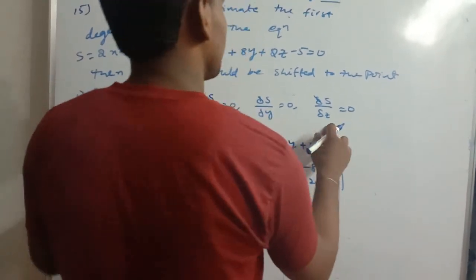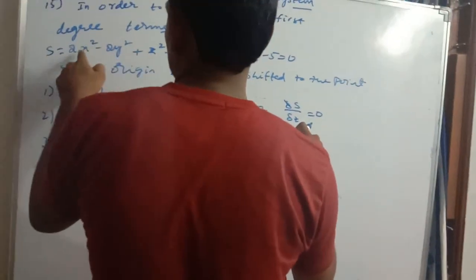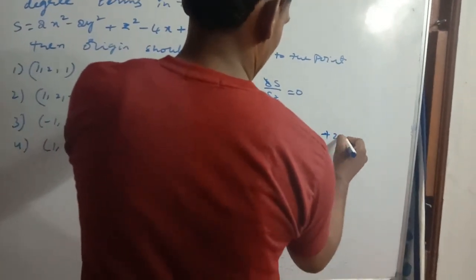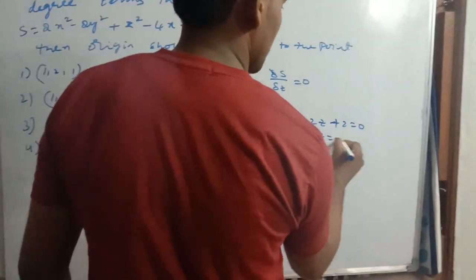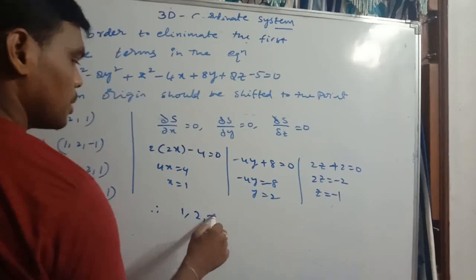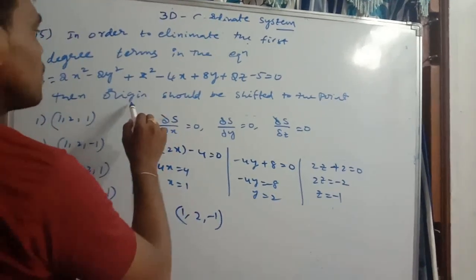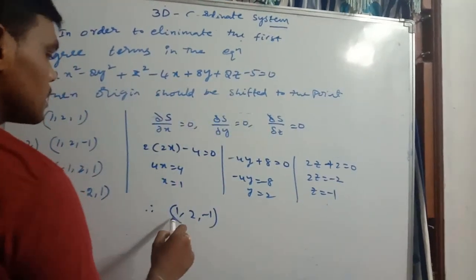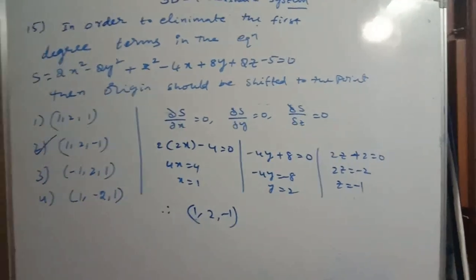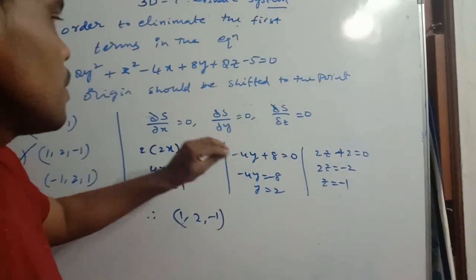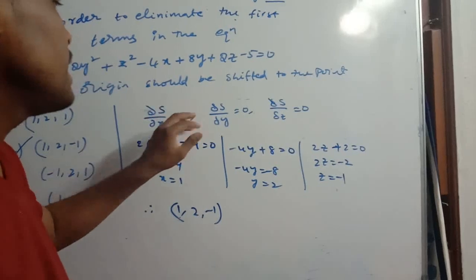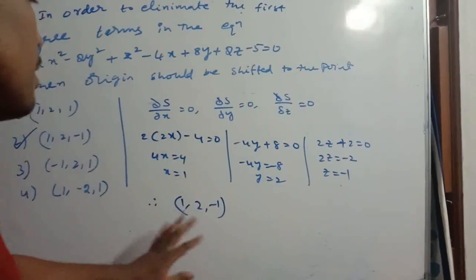And this is dou s by dou z. This term is 0, this term is 0, this is 2z plus 2 is equal to 0. Now 2z is equal to minus 2, z is equal to minus 1. So the point is 1 comma 2 comma minus 1. So the origin should be shifted to the point 1 comma 2 comma minus 1. Okay, this is a very simple process and this is important with respect to partial differentiating x, y and z.